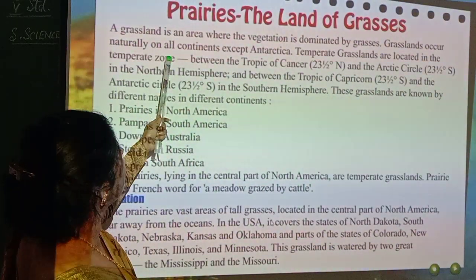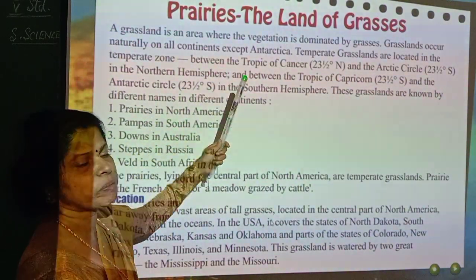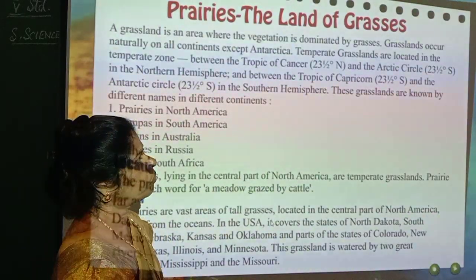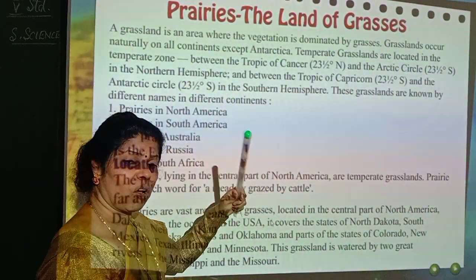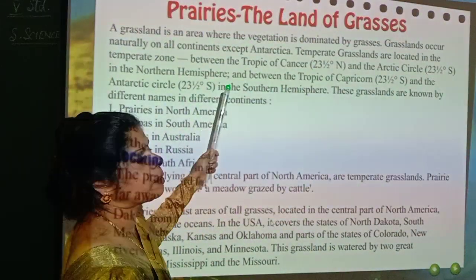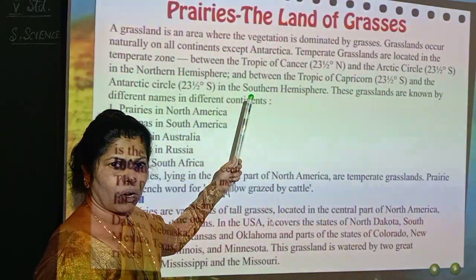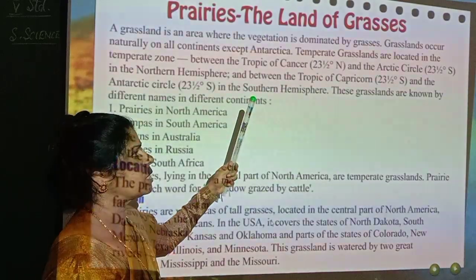Grasslands occur naturally on all continents except Antarctica. So where do you find these grasslands? In all continents you are seeing, except Antarctica. Antarctica is also a continent. There you don't find more grasses.